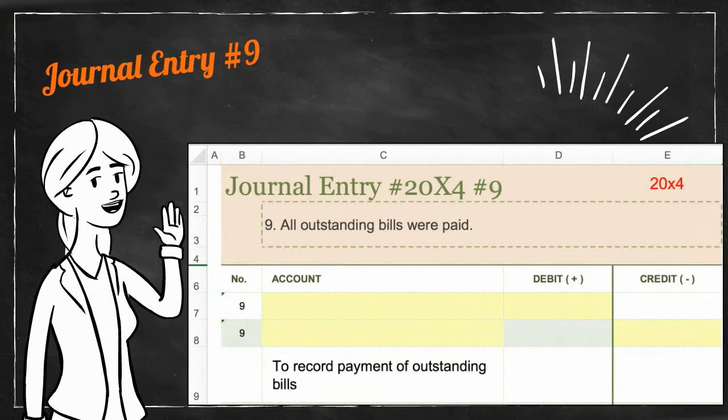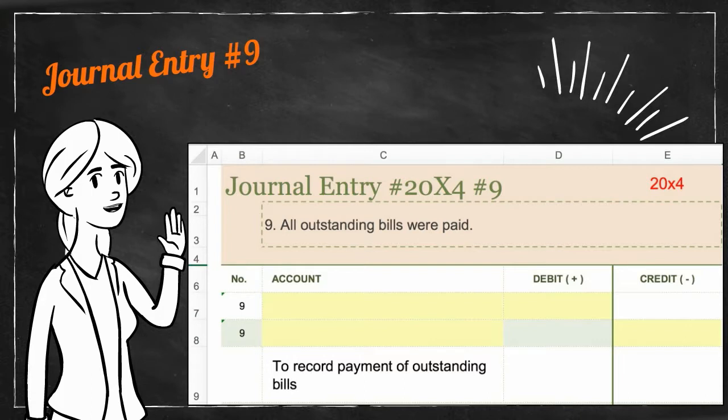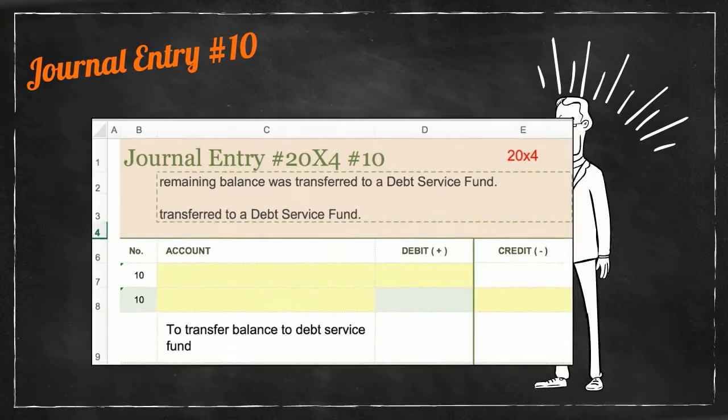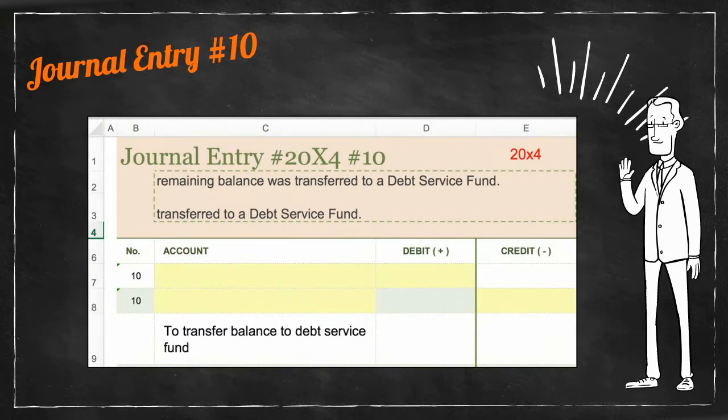Thanks for hanging in there. We're almost done. Entry number 9 in 2000X4 is to record the payment of all other outstanding bills. Entry number 10 is to record the transfer of the money to the debt service fund. This is a 2-line entry.